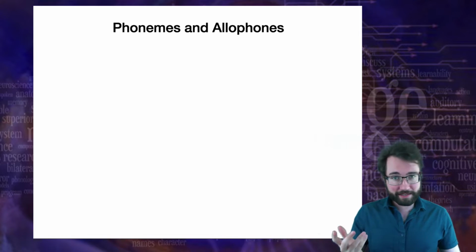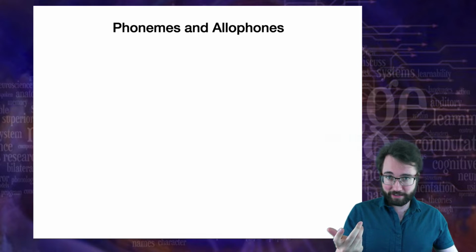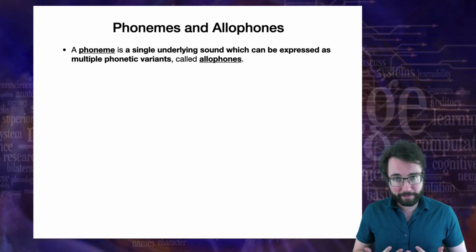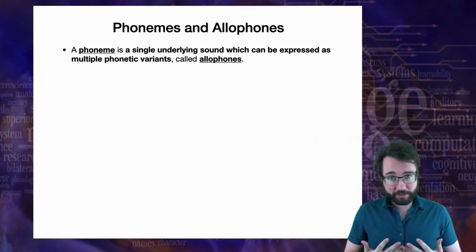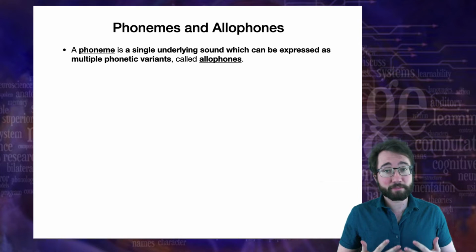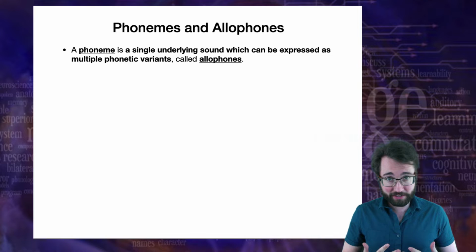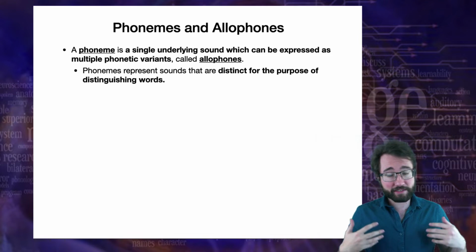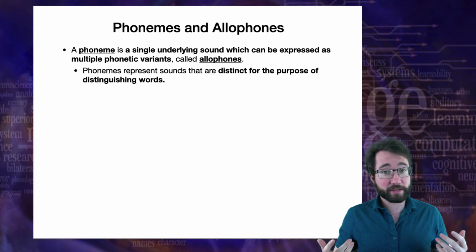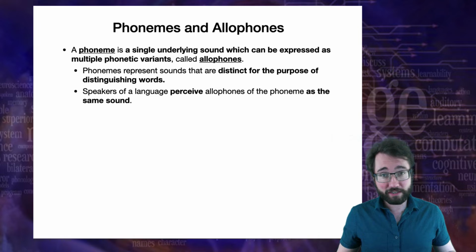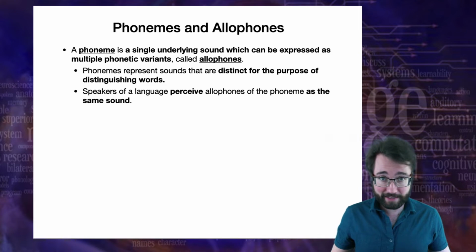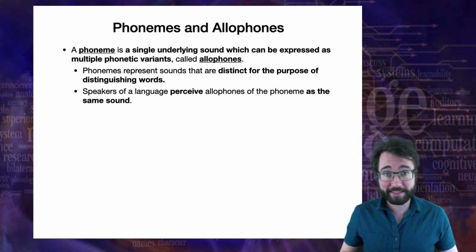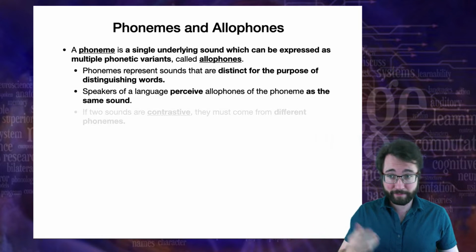So just to remind us of some of the core concepts in phonology, the phoneme is a single underlying sound which can be expressed as multiple phonetic variants in speech, which are called allophones. Phonemes represent sounds that are distinct for the purpose of distinguishing words, in other words, contrastive sounds. Speakers of a language might perceive allophones of the same phoneme as the same sound, even if they are phonetically distinct from one context to another.